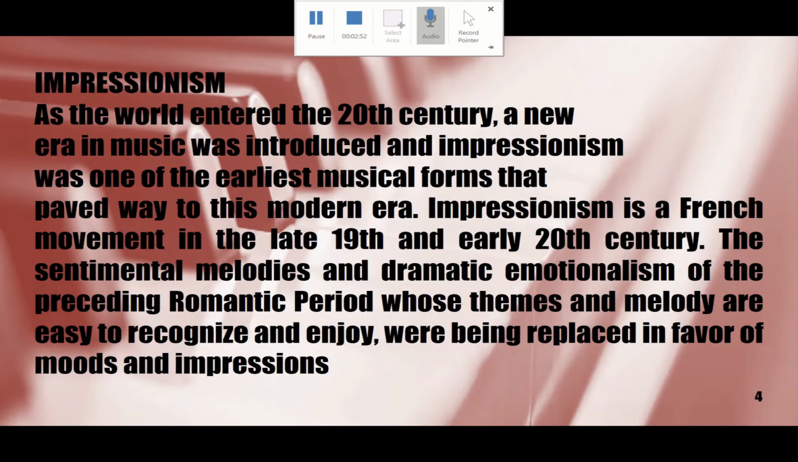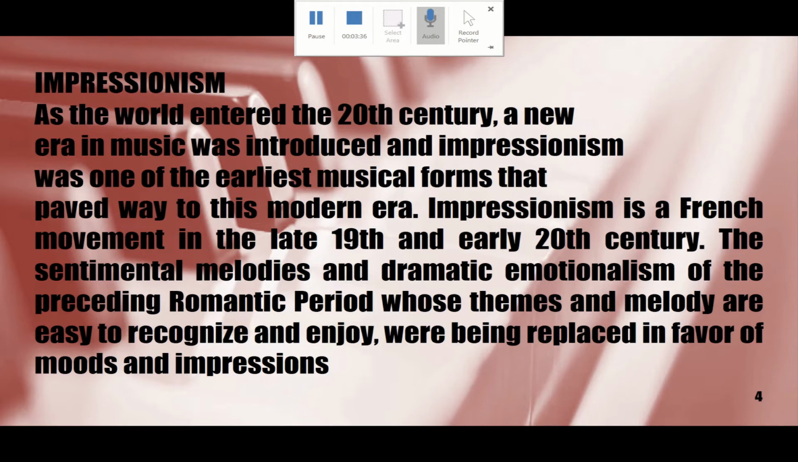Impressionism, from the word impress. As the world entered the 20th century, a new era in music was introduced, and Impressionism was one of the earliest musical forms that paved the way to this modern era. Impressionism is a French movement in the late 19th and early 20th century. The sentimental melodies and dramatic emotionalism of the preceding Romantic period, whose themes and melody are easy to recognize and enjoy, were being replaced in favor of moods and impression.